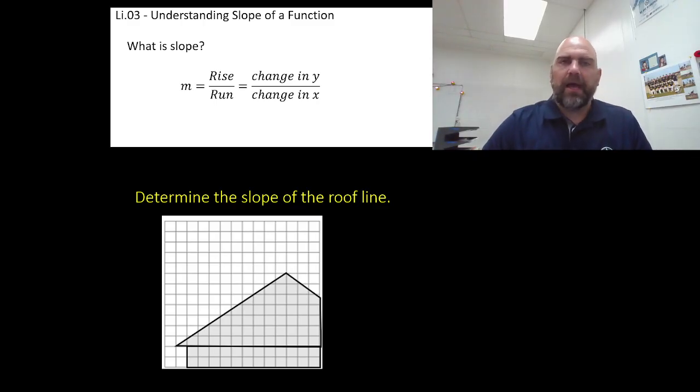I'm going to show you how to find the slope of this roof that's given to you on the screen there. And we're going to take a look at one side of it. Okay, so we're going to look at that slanted line on one side.